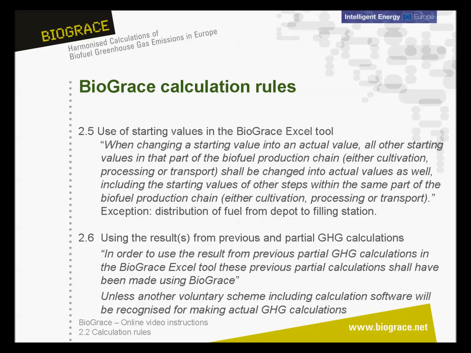Calculation Rule 2.6. It is allowed to enter the results of previous greenhouse gas calculations on the part of the biofuel production pathway into the BioGrace-I tool, for instance on the cultivation of the crop. Such results on partial and previous calculations can be entered into the BioGrace-I tool in the unit CO2 equivalent per kilogram of intermediate product. More instructions on this are given in a later video instruction. The calculation rule states that the previous calculations shall have been made in BioGrace, or in another greenhouse gas calculation tool that is recognized by the European Commission as a voluntary scheme.